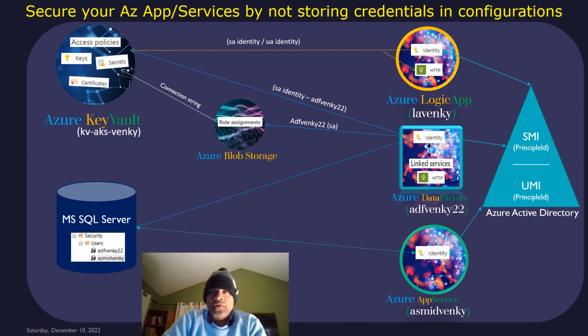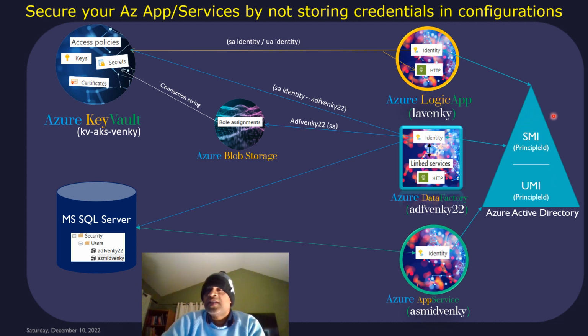If you look at the right side, there are three apps. One is the Azure Logic App, another is Data Factory, and another is App Service. They are all connected through one Azure Active Directory. Within Active Directory, managed identities come in two kinds: system managed identity and user managed identity.